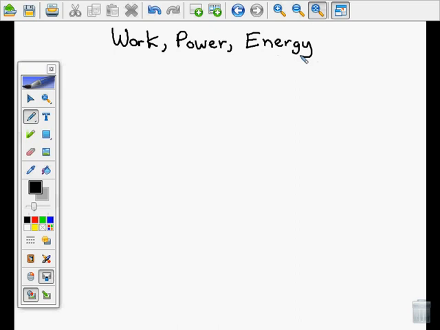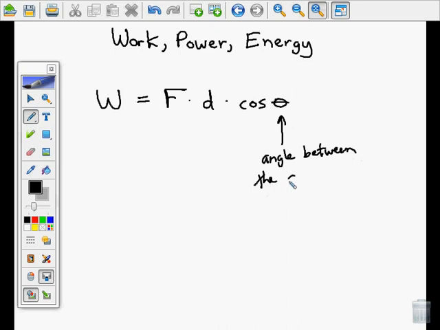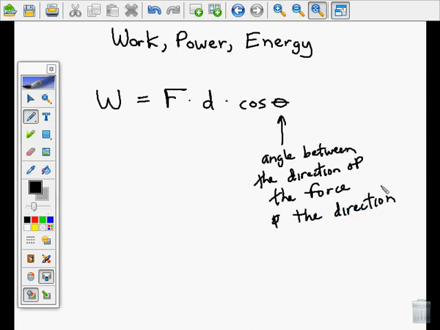Okay, work, power, and energy. Recall the work formula is equal to the force times the distance the object moves times the cosine of theta, where theta is the angle between the direction of the force and the direction of the motion.